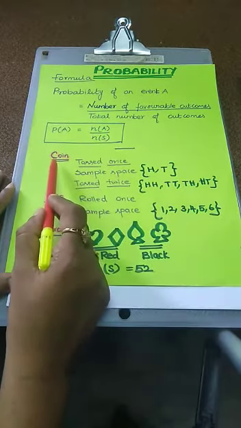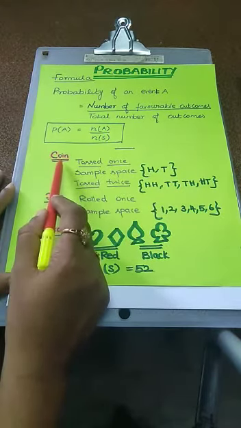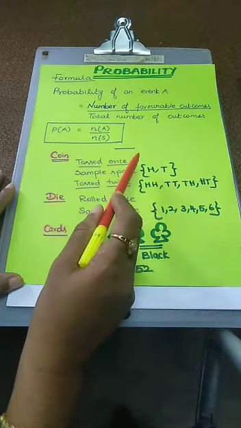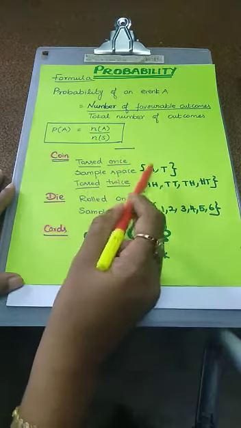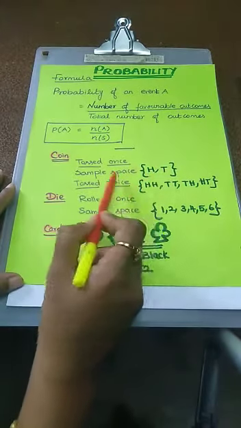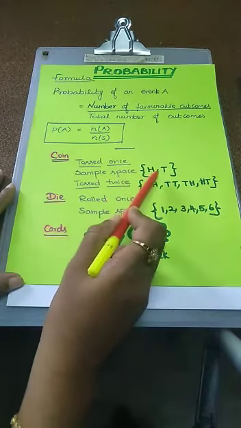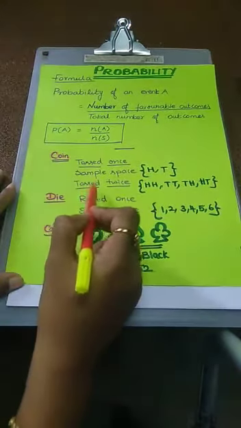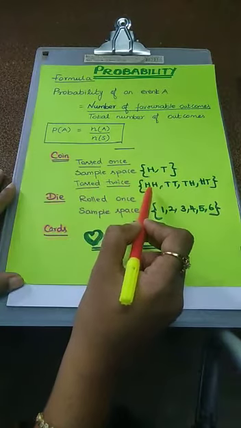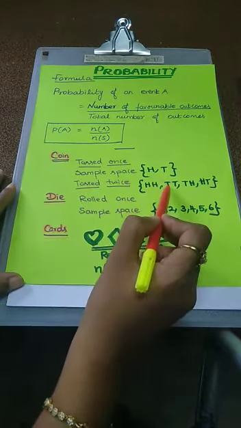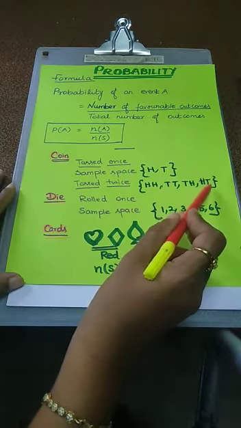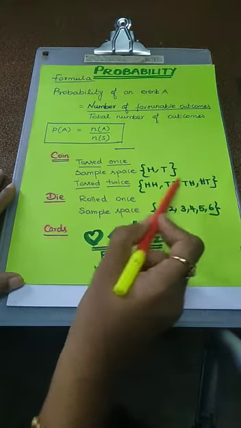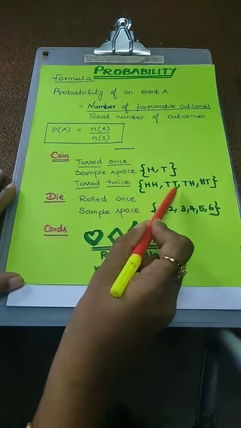Suppose we are going to discuss a problem based on a coin. If we toss a coin once, we get two chances, one time head, one time tail. That is the sample space, the possible chances, so the sample space value is 2 only. Suppose we toss a coin twice: two heads, one head and one tail, one tail and one head, or two tails. So the possible chances are 4. N of S, the sample space value, is 4.